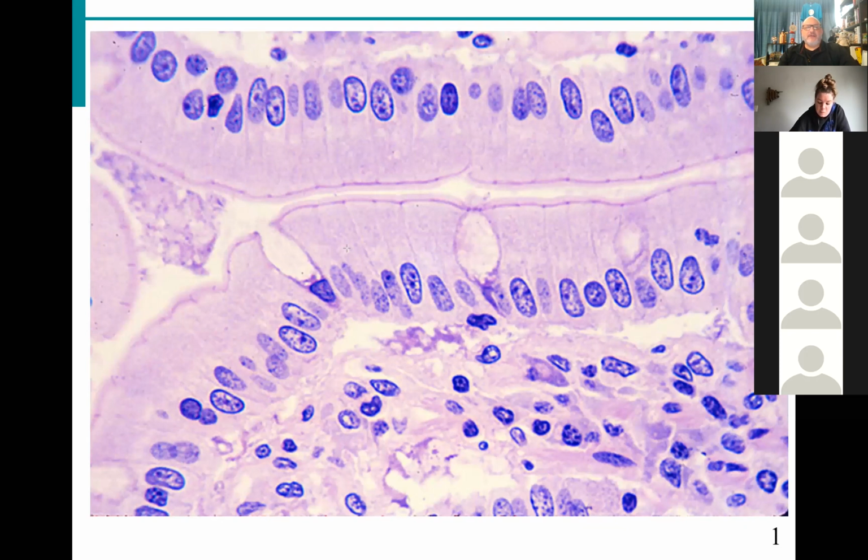Identify the tissue type. Simple columnar epithelial. There you go. Identify one location where you would find this tissue. Stomach. Any other correct answers? Digestive system. Not specific enough. I want a specific location. So stomach was good. Where else?